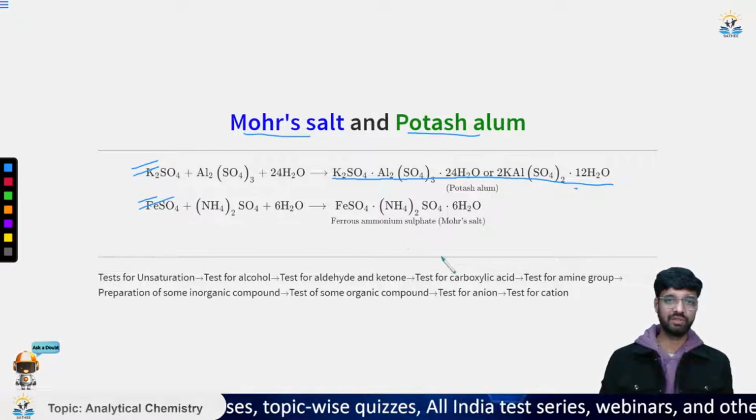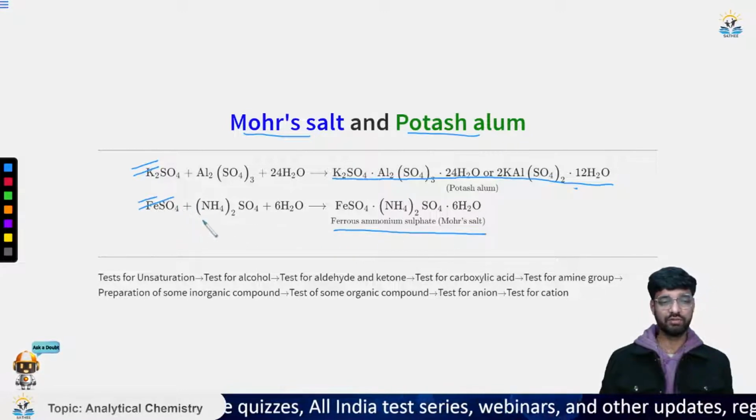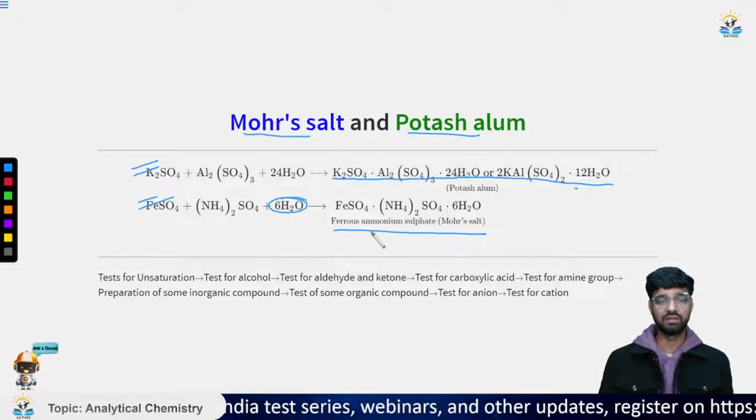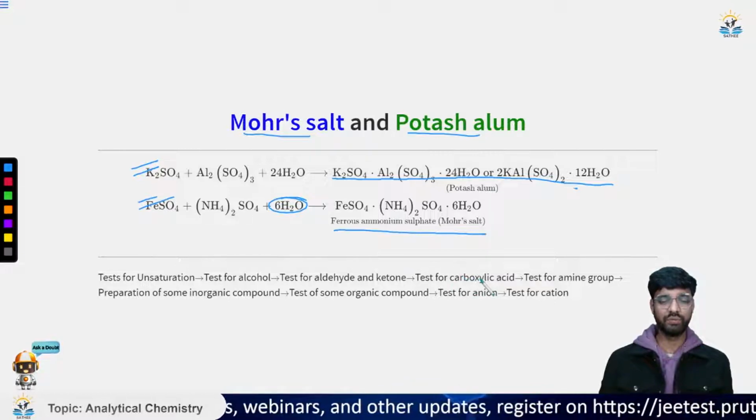Next, the most famous one is the Mohr salt. So the Mohr salt is prepared by FeSO4 plus ammonium sulfate in water. Then we get this ferrous ammonium sulfate. So this is the reaction for the preparation of Mohr salt.